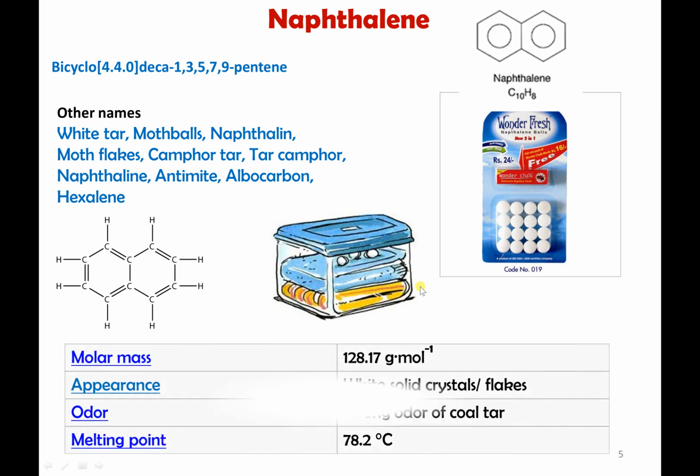The molecular weight is 128, appearance is white solid crystals or flakes, and the strong odor of coal tar. It's a very typical naphthalene-like odor. Everybody knows how it is, and the melting point is 78.